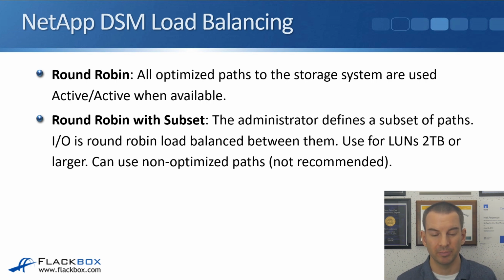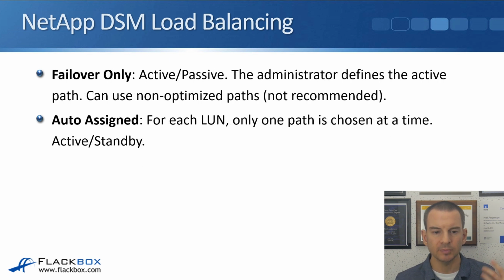With round robin with subset, you can use non-optimized paths here, but it's not recommended to do that. It's recommended to just use the optimized paths, and we want the host to be sending the traffic active over both of those. So this is the recommended load balancing algorithm to use when you've got a LUN 2 terabytes or larger. The last two we have are failover only.